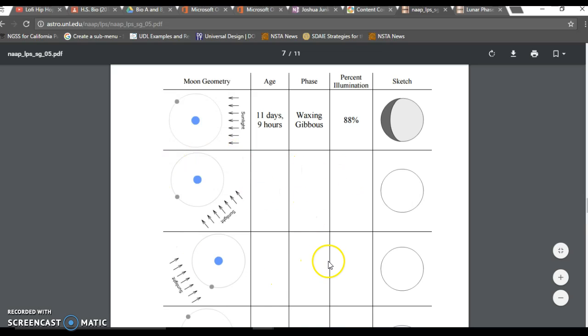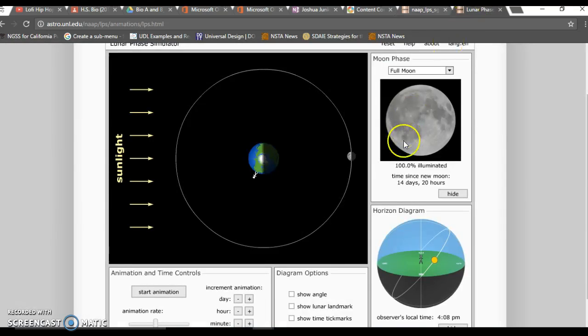So place this paper on your desk and spin it until you create an orientation or an appearance that matches what the simulator looks like. And based on that information, record the day, how much is illuminated, and the phase that it's at. All right, this will be the more challenging part, and that's okay. Good luck with it.